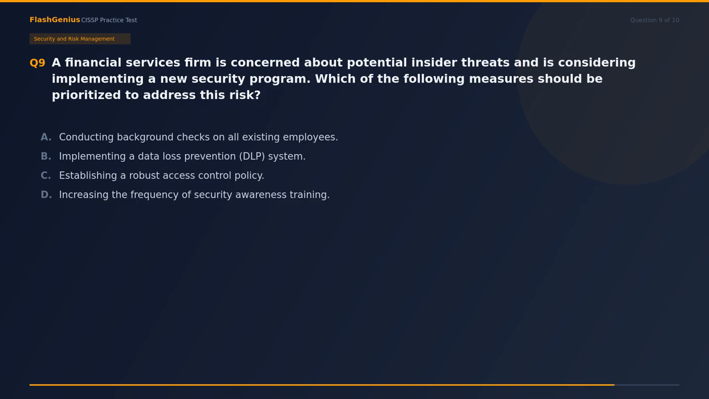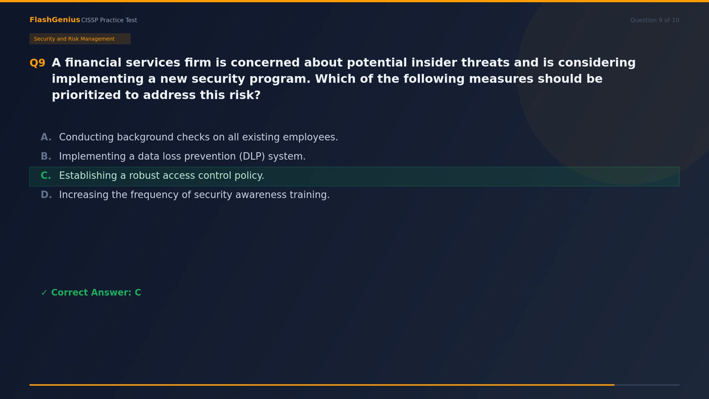Question 9. A financial services firm is concerned about potential insider threats and is considering implementing a new security program. Which of the following measures should be prioritized to address this risk? Option A, conducting background checks on all existing employees. Option B, implementing a data loss prevention (DLP) system. Option C, establishing a robust access control policy. Option D, increasing the frequency of security awareness training. Take a moment to think about your answer.